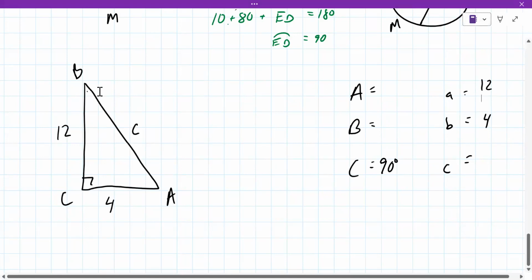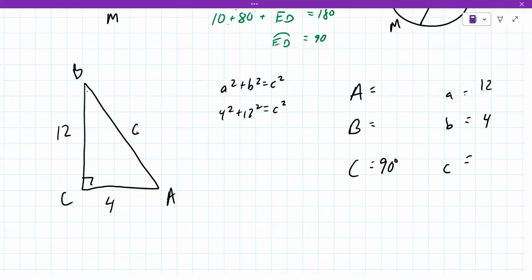How do you find the hypotenuse? She wants us to use our right triangle trig. But just more generally, I guess we haven't done this. Well, we kind of did, earlier: 3, 4, 5, 5, 12, 13. Use the Pythagorean theorem. A squared plus b squared equals c squared. So 4 squared plus 12 squared equals c squared.